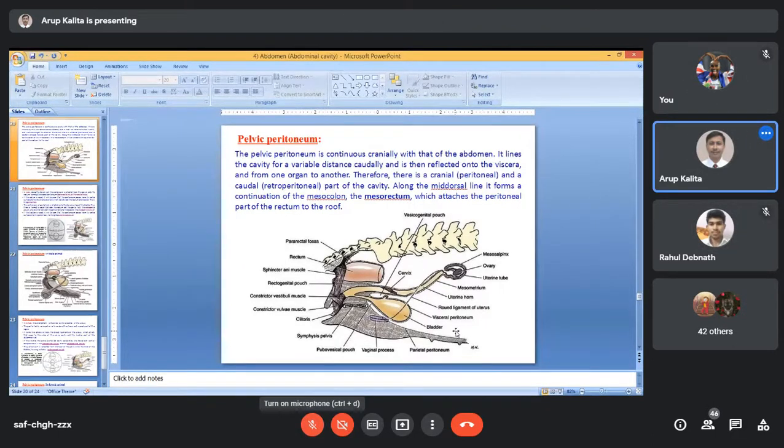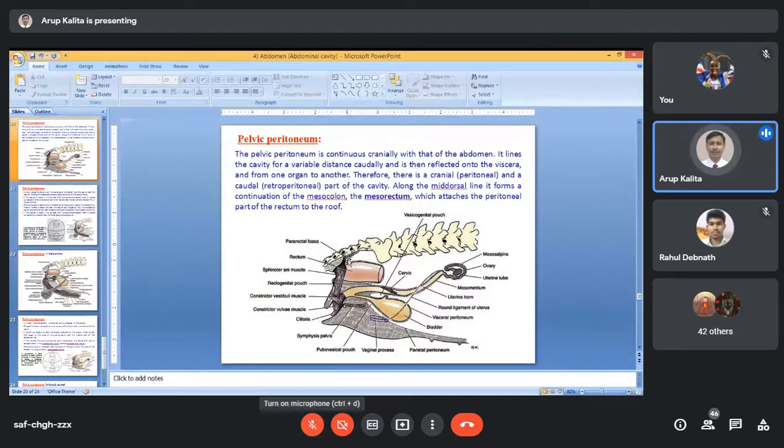Now, I am showing how the folding is formed caudally by the peritoneum. You see, coming to the dorsal side. Dorsally, this is sacrum. This dotted line is the parietal peritoneum. Now, there is a formation of pouch here. This is rectum. This is sacrococcygeal vertebrae. Now, there is a folding of peritoneum here and forming a fossa here.